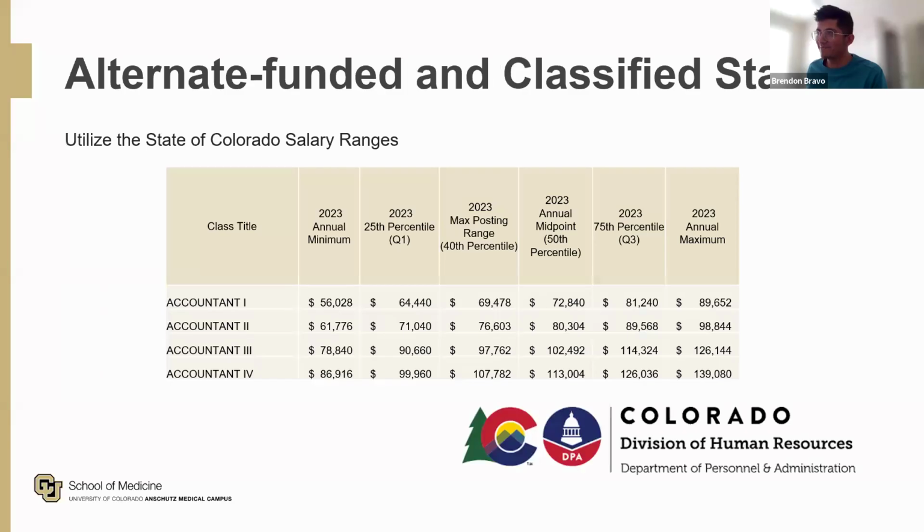Alternate funded. Okay, so this is me. This next slide is just talking about alternate funded and classified staff. Basically, for our alternate funded and classified staff positions, we utilize the state of Colorado salary ranges for our salary ranges. There are a few instances where we see that our jobs aren't exactly mirroring the state jobs, so then we'll create our own salary ranges. But for the most part for this group, we do mirror what the state of Colorado does for those ranges. Any questions on that?